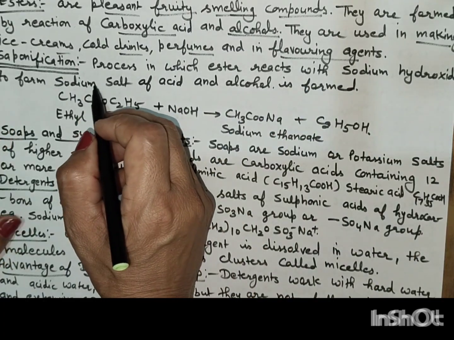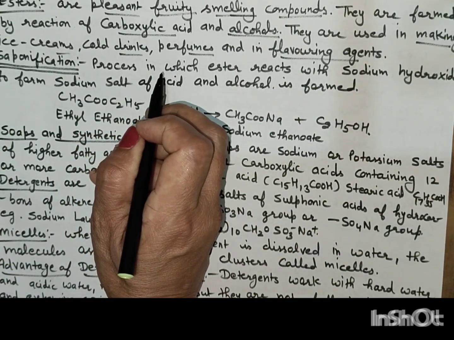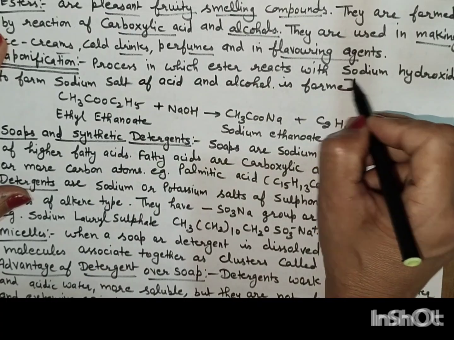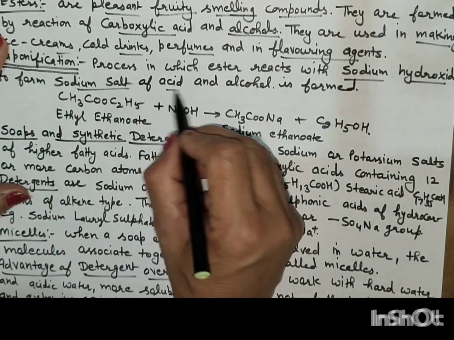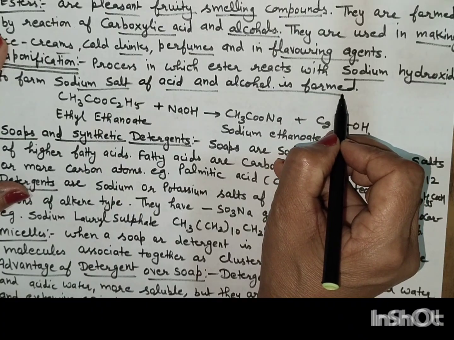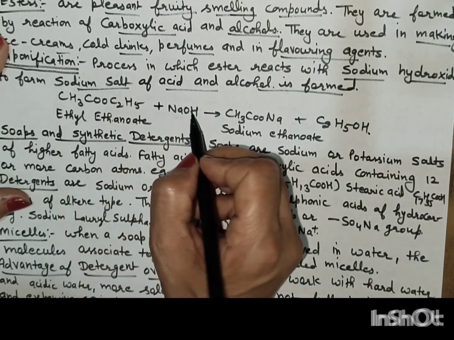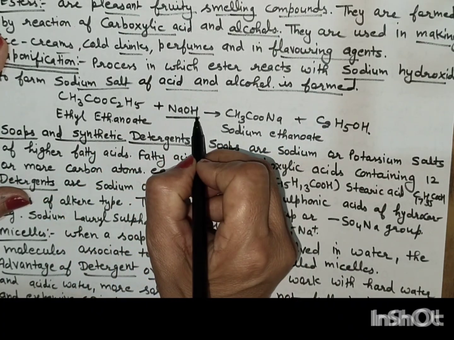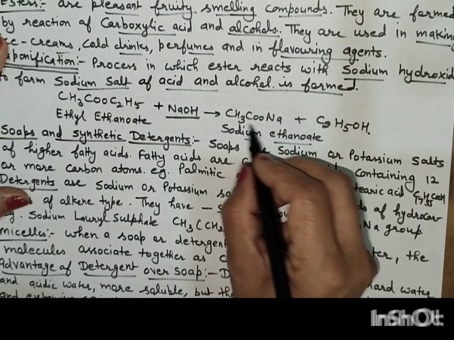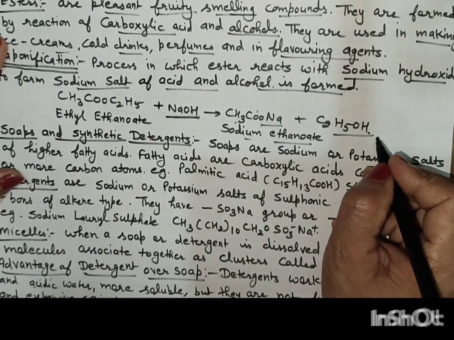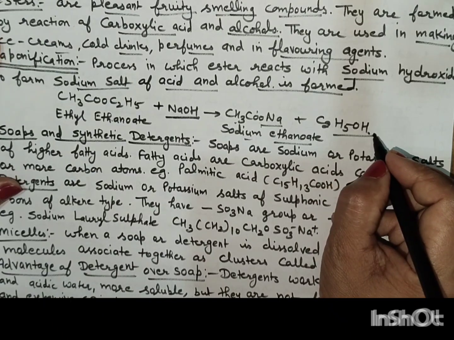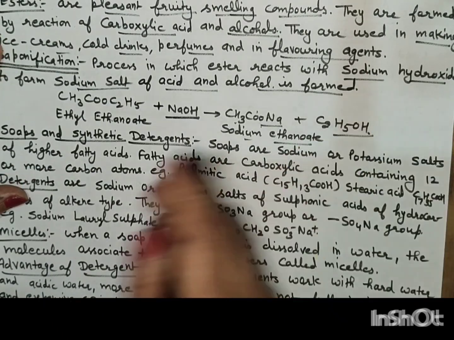Now, what is saponification? It is the process in which an ester reacts with sodium hydroxide to form the sodium salt of the acid and an alcohol. Ethyl ethanoate reacts with sodium hydroxide, and sodium ethanoate, CH3COONa, is formed along with C2H5OH, or ethanol, or alcohol.